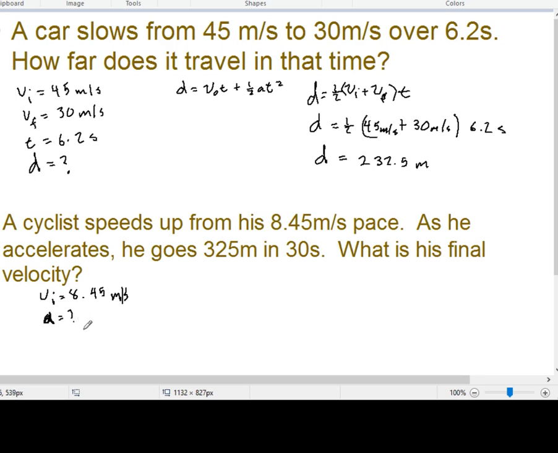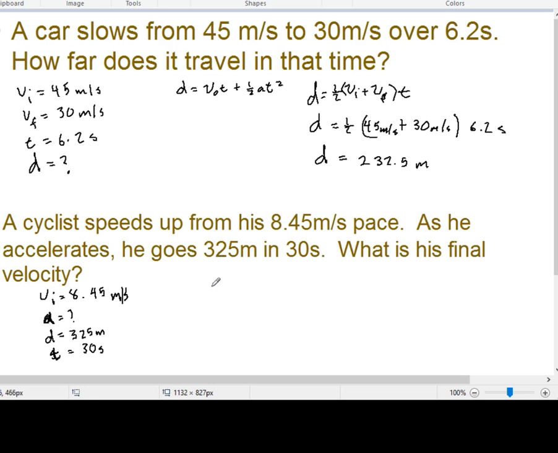He goes 325 meters, that's D, 325 meters, in 30 seconds. Now, let's see, that should be T, not S. T equals 30 seconds. All right, let's see. We don't know what the A is in this case either, so that first formula I threw up there won't work, but this one works just fine.